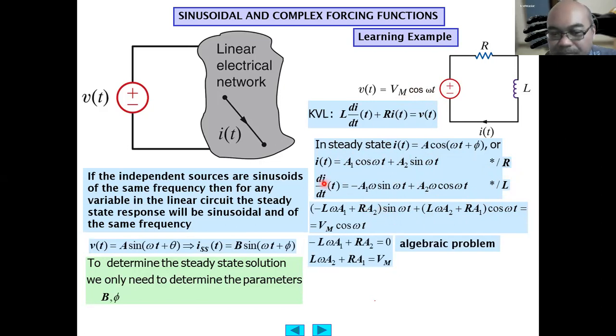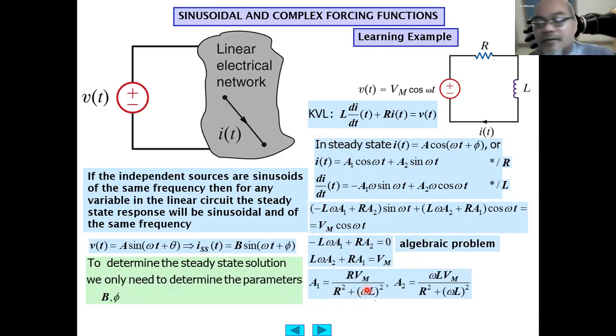So the cosine terms will be the same. It means L omega A2 plus R A1 equals Vm. The sine terms are the same. The sine term on the right hand side of the equation is 0, right? So minus L omega A1 plus R A2 equals 0. So from here, we get here.